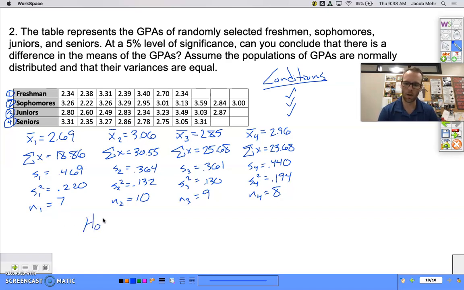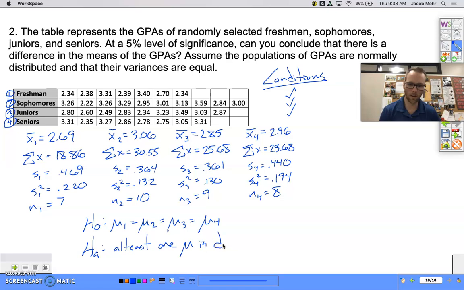Our null hypothesis is that all 4 means are the same. The population mean from 1 is the same from 2, same for 3, and same for 4. Okay. And then our alternative hypothesis was at least one mean is different. And that's actually what our claim here is. Our claim is, can you conclude that there's a difference in the means? So that's our alternative hypothesis.